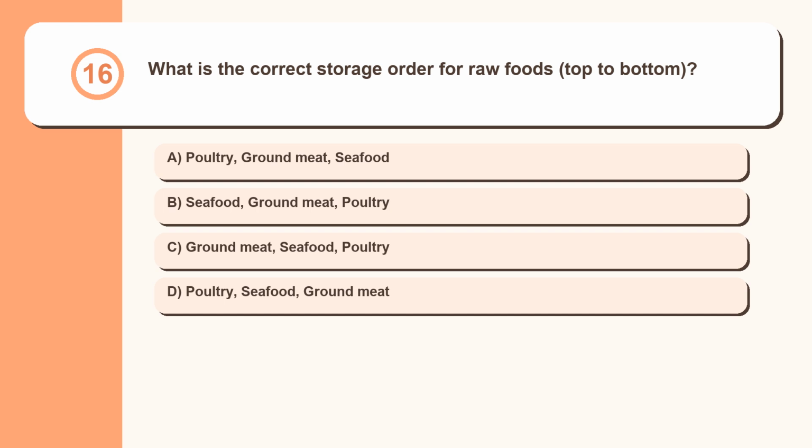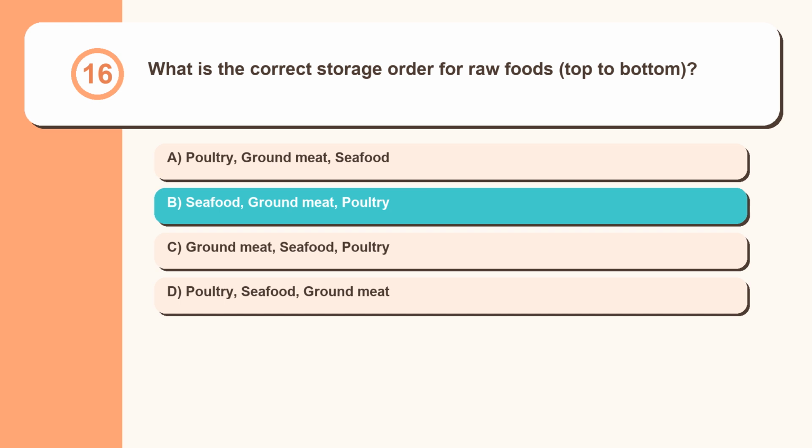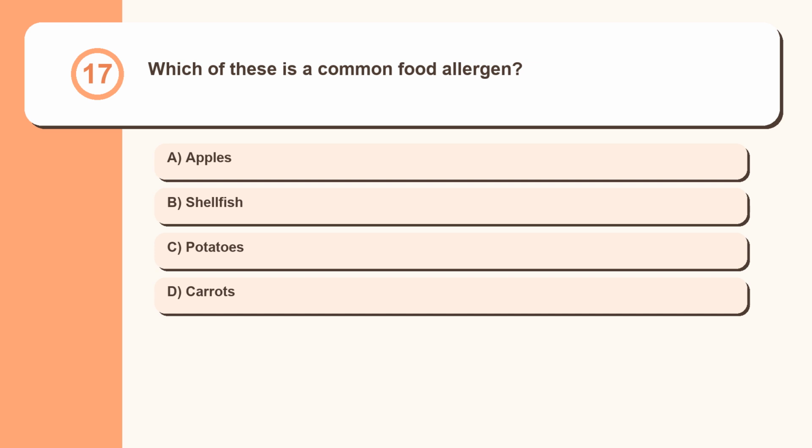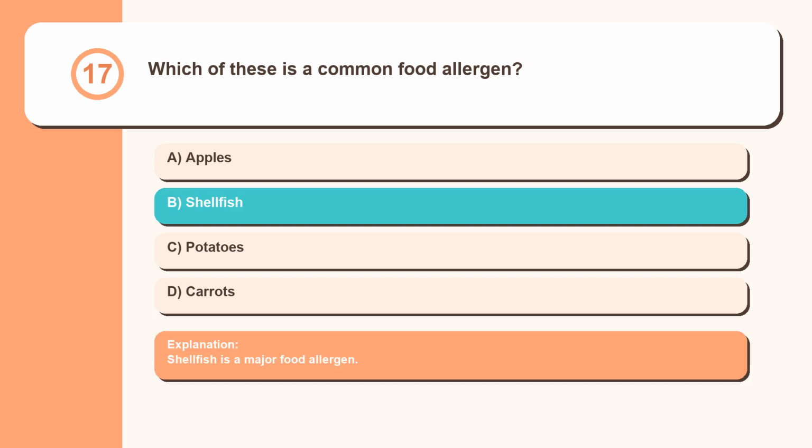Question 16. What is the correct storage order for raw foods, top to bottom? Poultry, ground meat, seafood. Seafood, ground meat, poultry. Ground meat, seafood, poultry. Poultry, seafood, ground meat. Storage order: ready-to-eat on top, then seafood, whole cuts, ground meat, and poultry at the bottom. Question 17. Which of these is a common food allergen? Apples, shellfish, potatoes, carrots. Shellfish is a major food allergen.